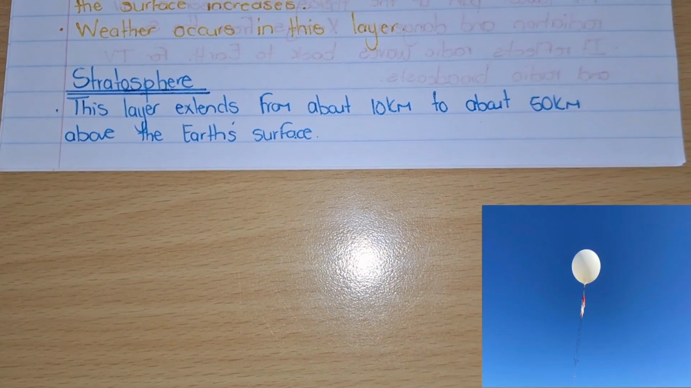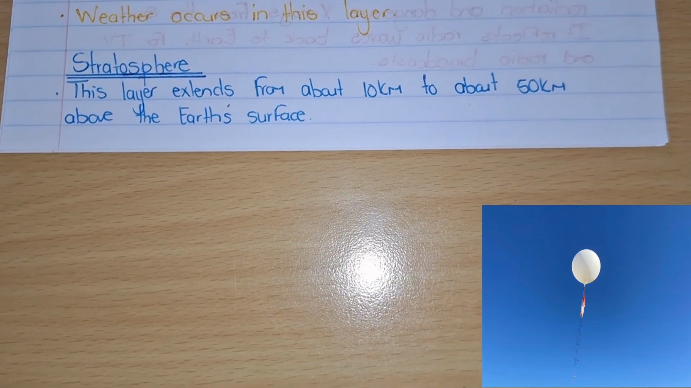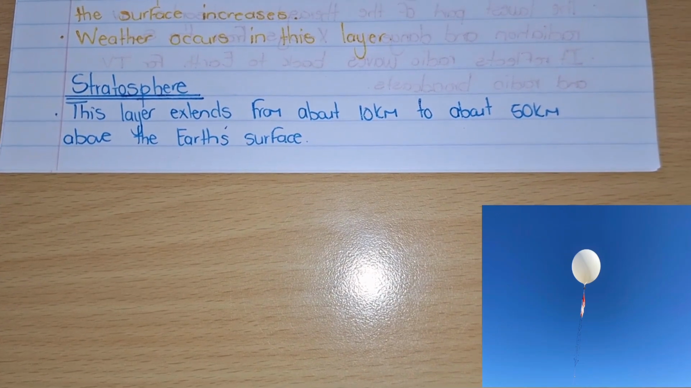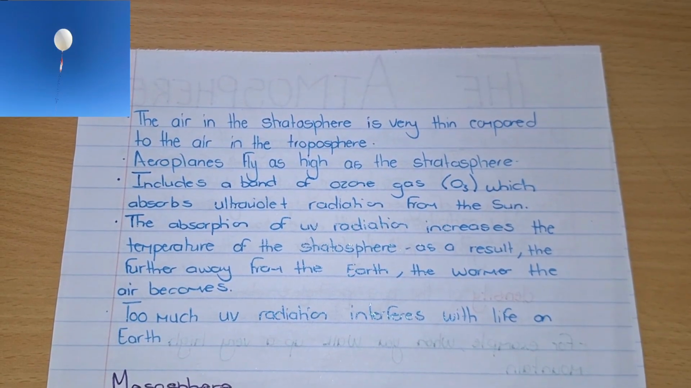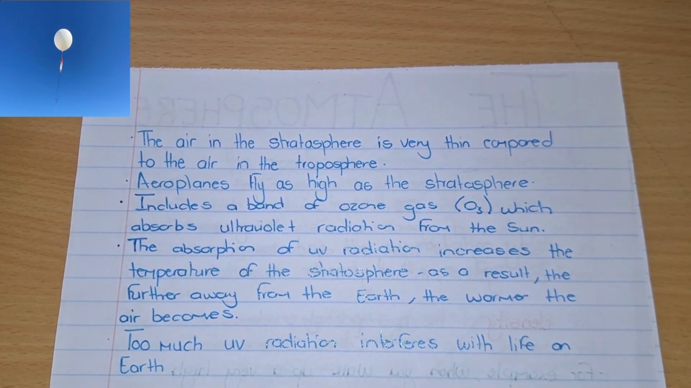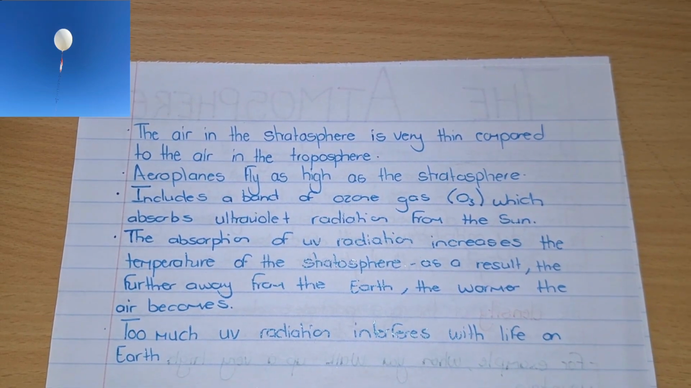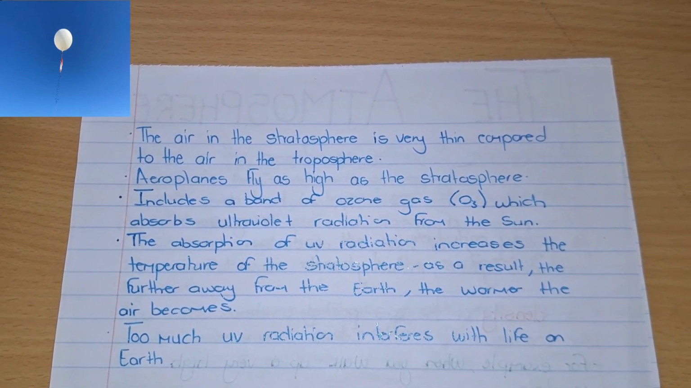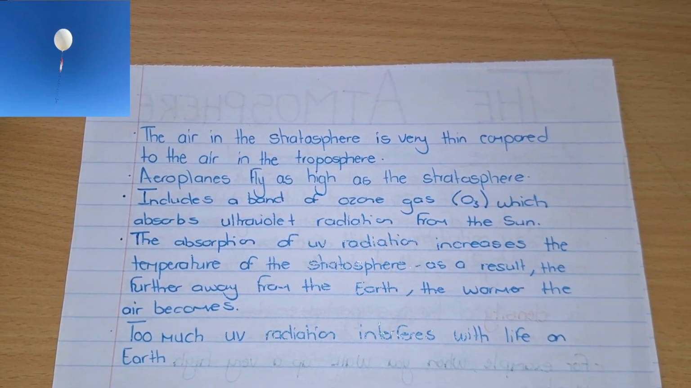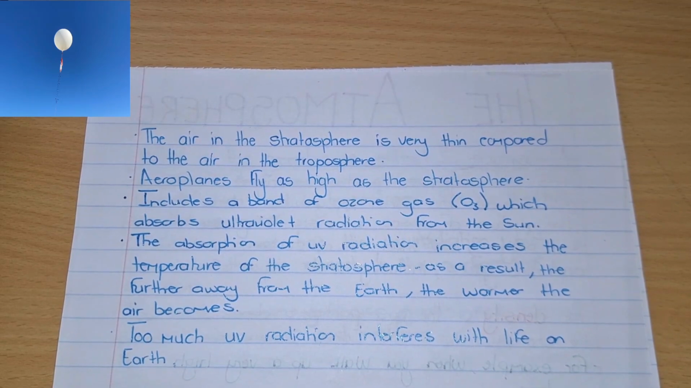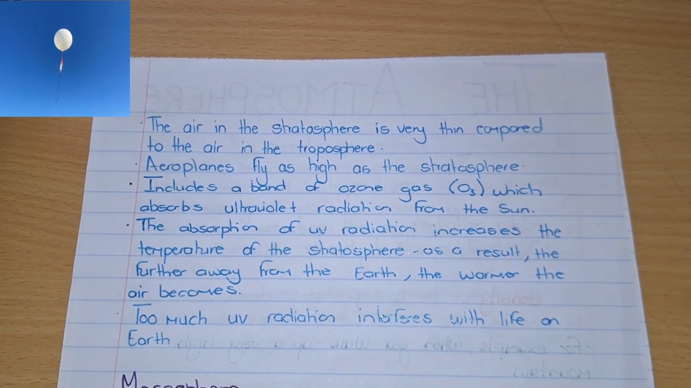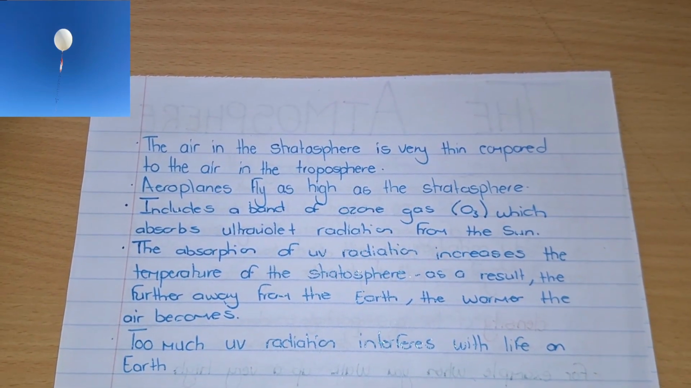Okay, next we have our stratosphere, which is above the troposphere. This layer extends from about 10 kilometers to about 50 kilometers above the Earth's surface. The air in the stratosphere is very thin compared to the air in the troposphere, so there's a very great chance you will not be able to breathe there. If you're struggling to breathe on a mountain top, going to the stratosphere is just going to make things worse. Airplanes fly as high as the stratosphere, because if you go higher than that, we're going into another part of the atmosphere. So that is as high as airplanes can fly.